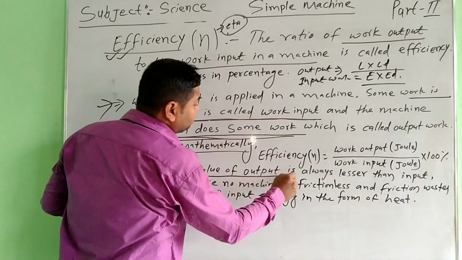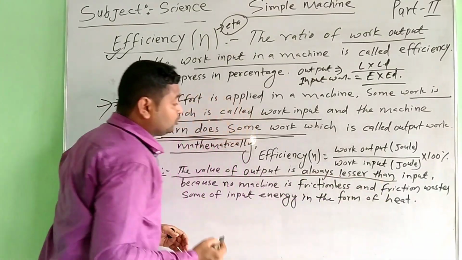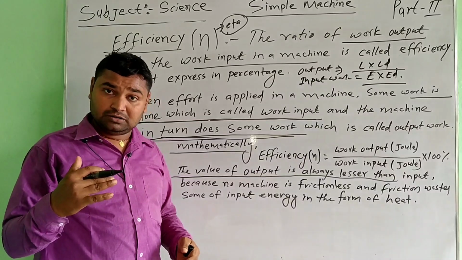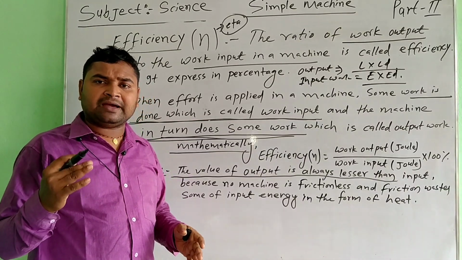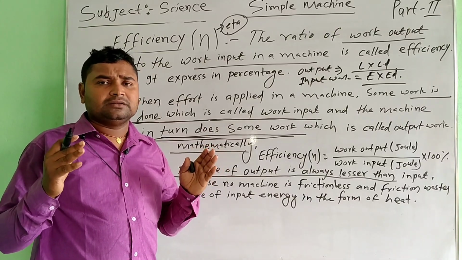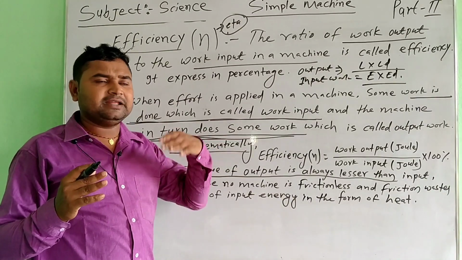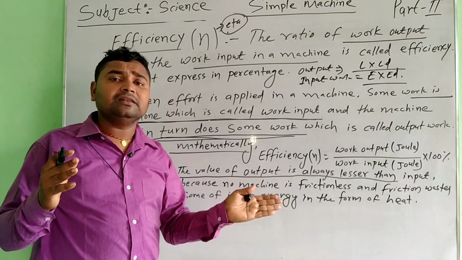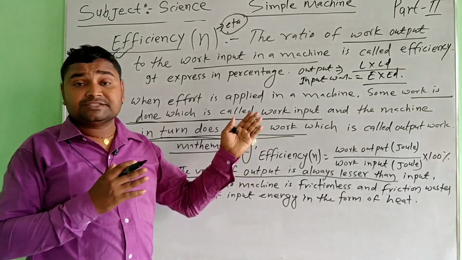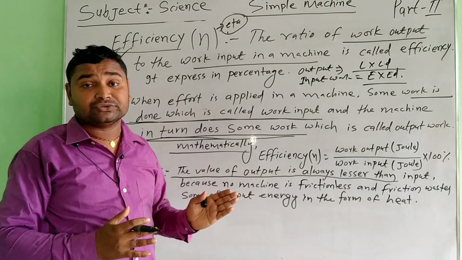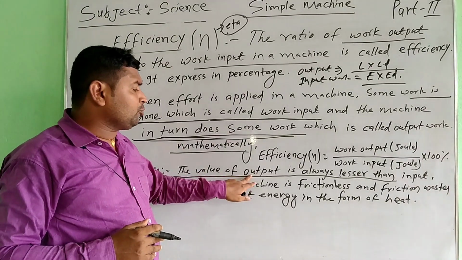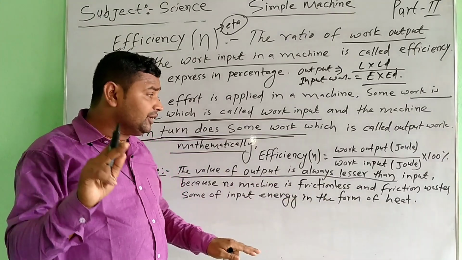Here is one more note. The value of output work is always lesser than input work. Suppose you put 10 kg of rice in a mill. The flour will not come out as 10 kg; some of it is reduced. So the output is always lesser than the input.